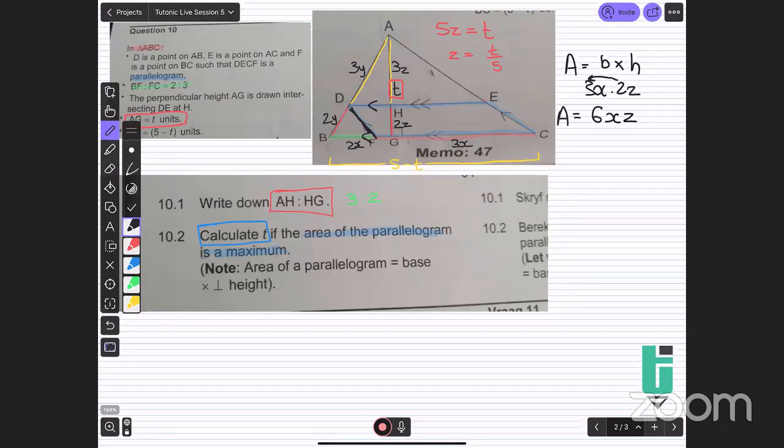Right, so Hamza said z is t over 5. Now, what is x? How can we write x in terms of t? 5x is equal to 5 minus t. Great. You guys see here? They told us that BC equals 5 minus t, right? And we say that BC is 5x. You guys can see 2x plus 3x, and that equals 5 minus t. So what is t? Or what is x equal to?